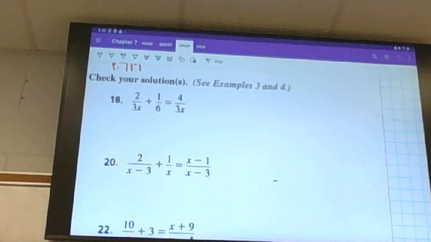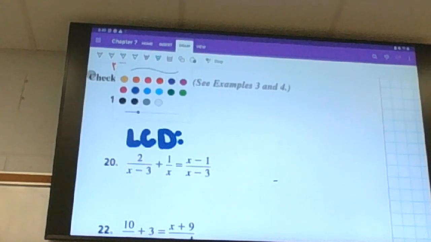Okay. My recommendation is, while this looks so small and innocent, that you actually take quite a bit of space on your notebook paper and spread it out. I kind of try to spread it around the whole width of the notebook paper. I'm going to write it really big up here. So I got 2 over 3x, a plus sign, 1 over 6, an equal sign, 4 over 3x. So I start by spreading the problem out, because my first step is to multiply everything by the LCD.